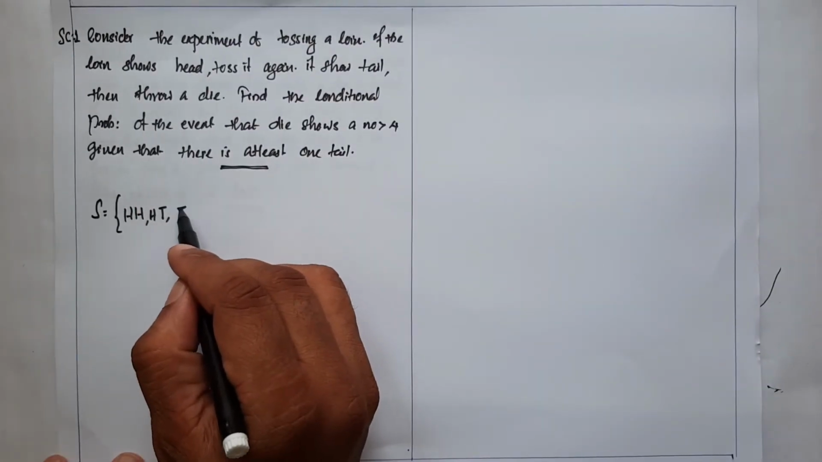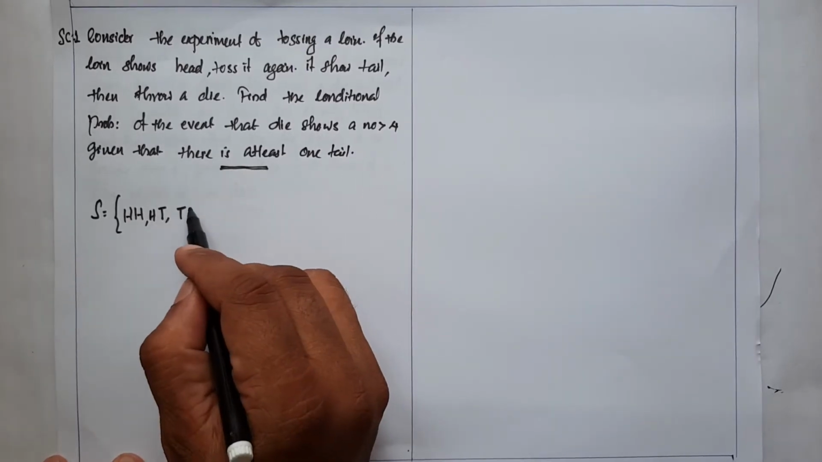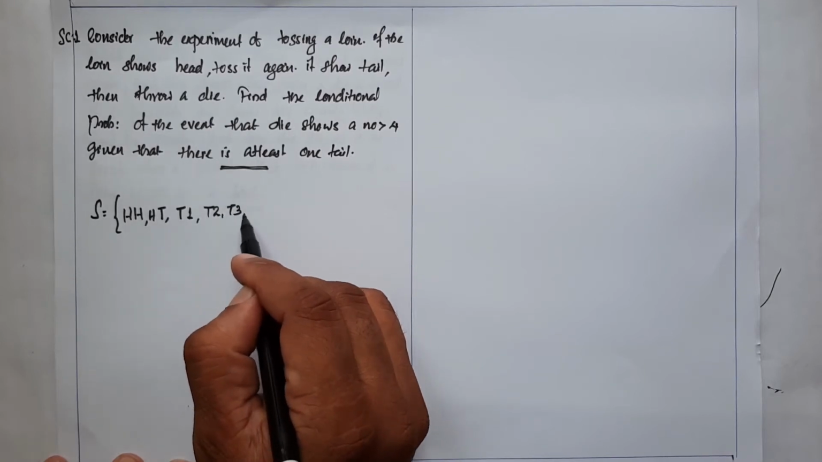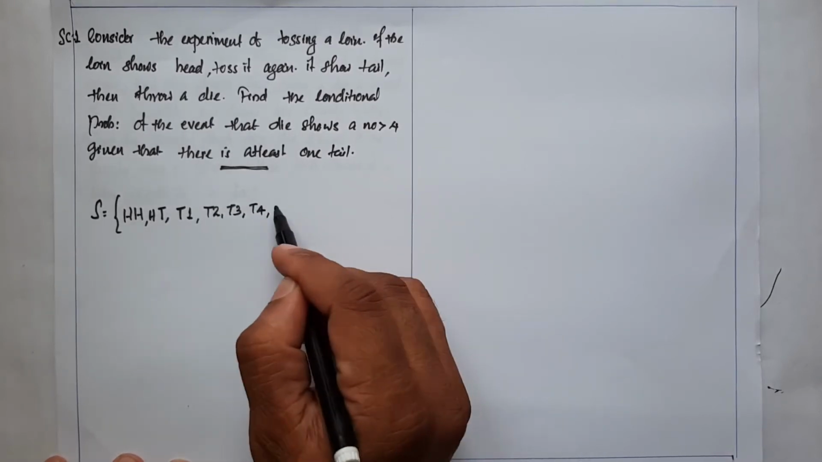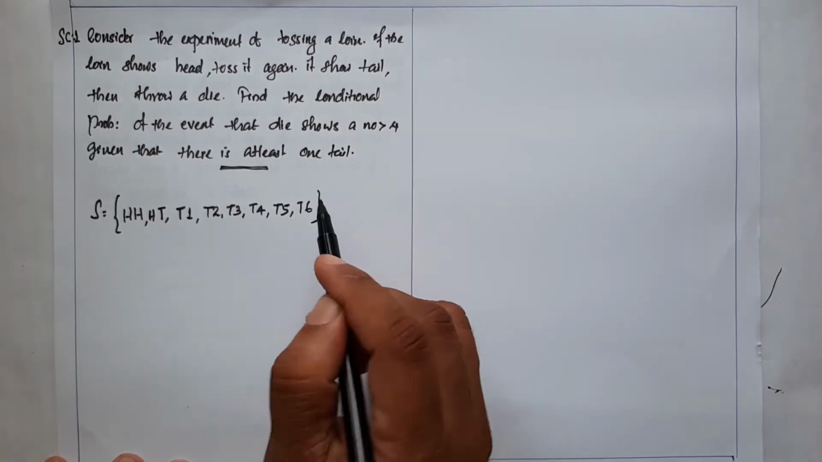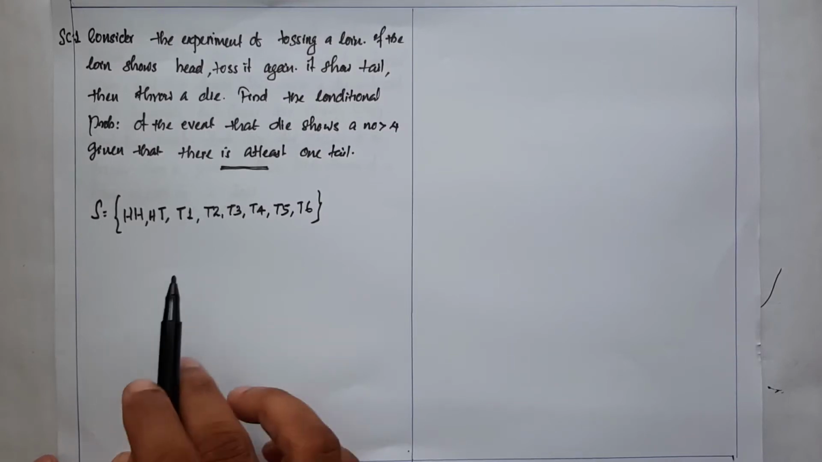For tail, suppose a die is thrown, the possible outcomes are 1 to 6. That is, we get the elements T1, T2, T3, T4, T5 and T6. Therefore, the elements of the sample space are HH, HT, T1, T2, T3, T4, T5, T6. Because when the coin is tossed, if you get a head, the coin is tossed again, and if you get a tail, then a die is thrown.